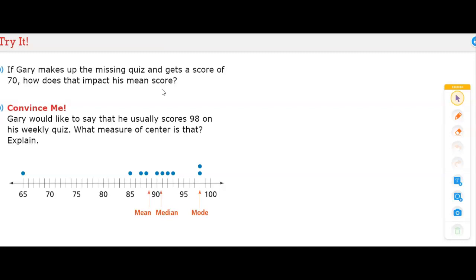So the question is, how does him making up the quiz impact his mean score? Well, now his mean score went from 80.6, or 80 6/10, to 87. So his mean, or his average, went up. So now you know, like when you get a 0 on an assignment, how far down your grade goes. He went from having a low B to now having a high B.